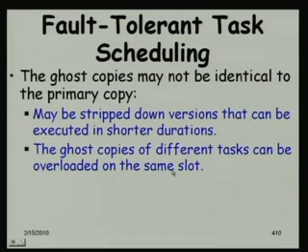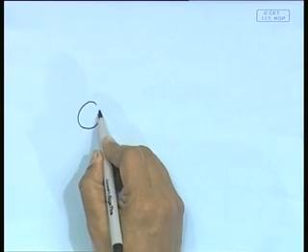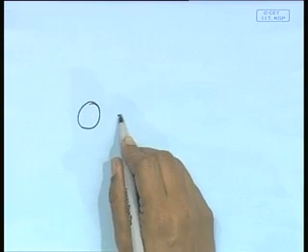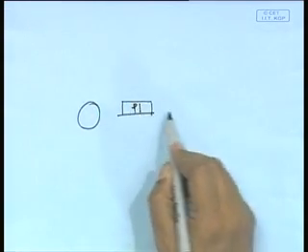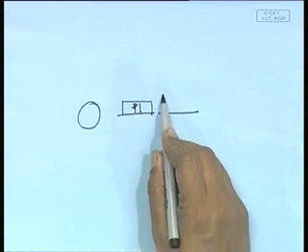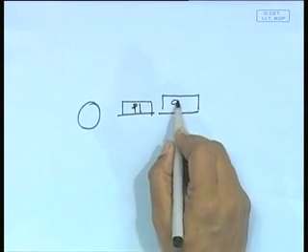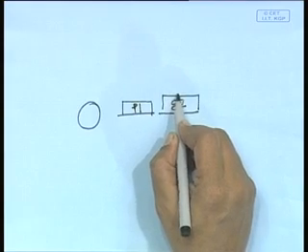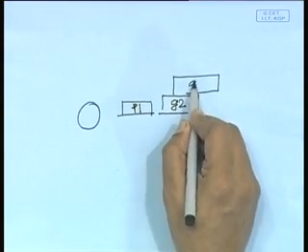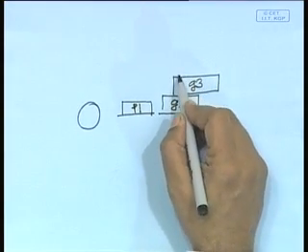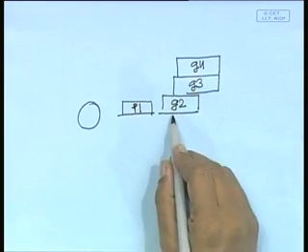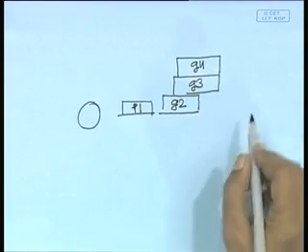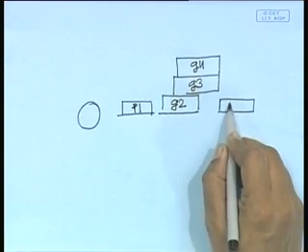slot. So, we can have a processor on which some primary tasks are running, P1 is running here, and on this slot the ghost for primary task 2, ghost for primary task 3 and the ghost for primary task 4 are all overloaded here. They are assigned to almost the same time slot here, and this may be some primary 4.